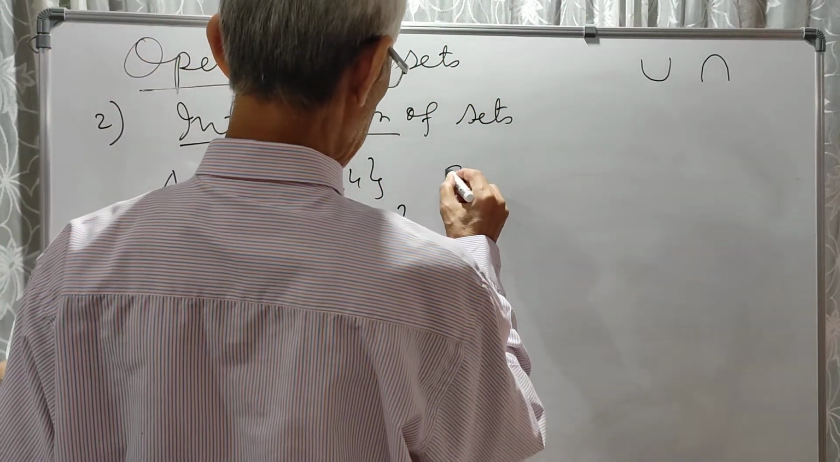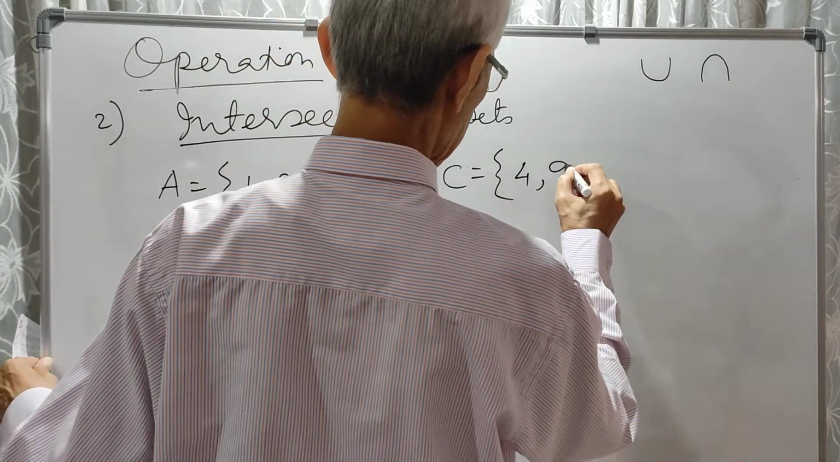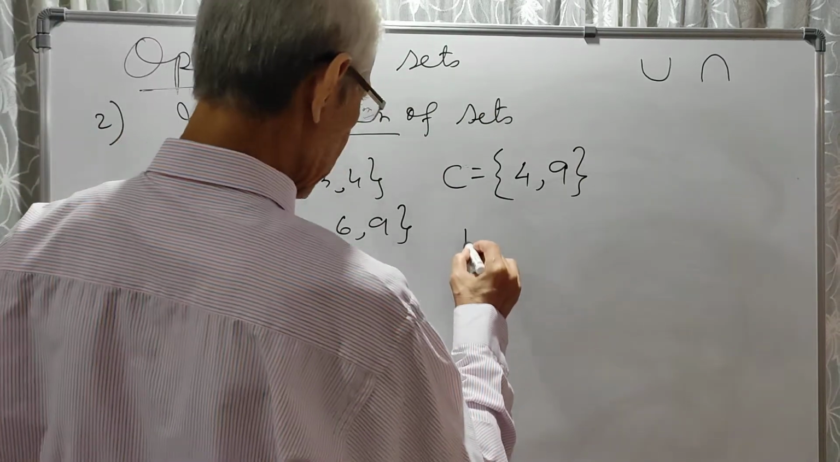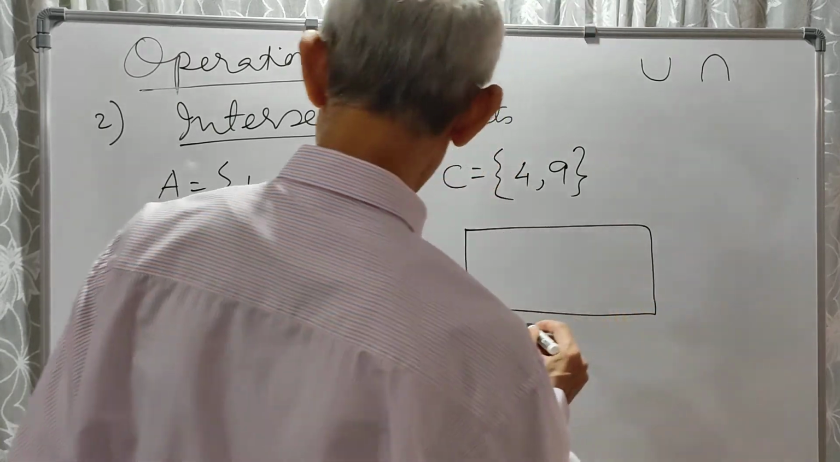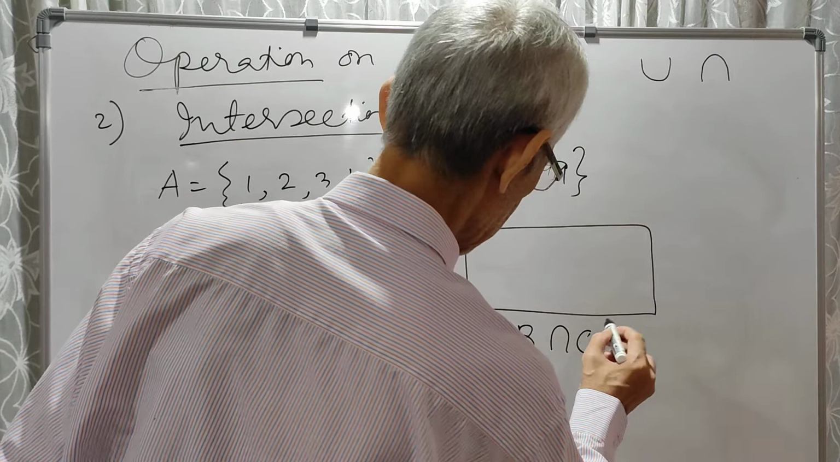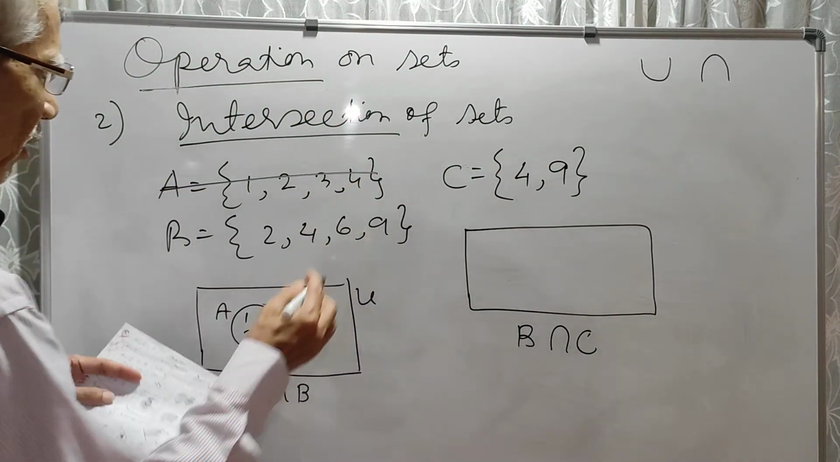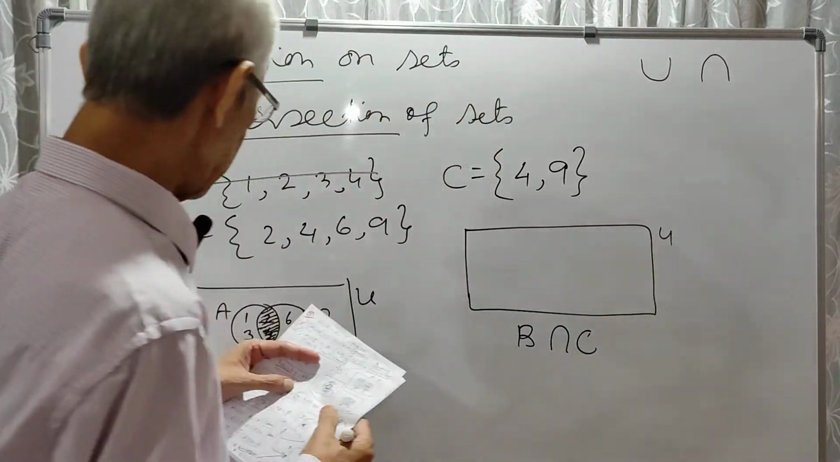Then suppose there is a set C. Now C is, suppose, 4 and 9. How will you show B intersection C? This time not A, only B and C. So this is U, and then B and C.